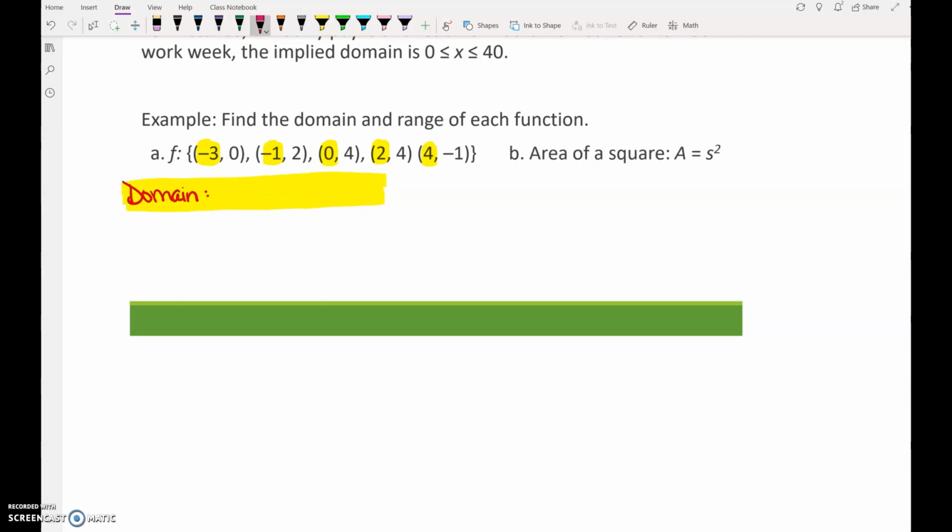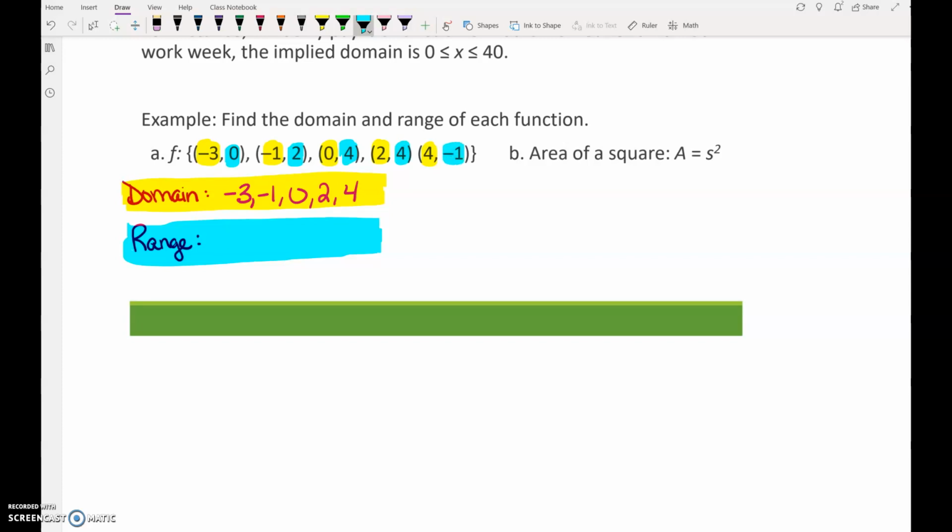So our smallest x value is -3. Looks like they're perfectly in order, aren't they? -3, -1, 0, 2, 4. Your range is your y values written in numerical order from smallest to largest.